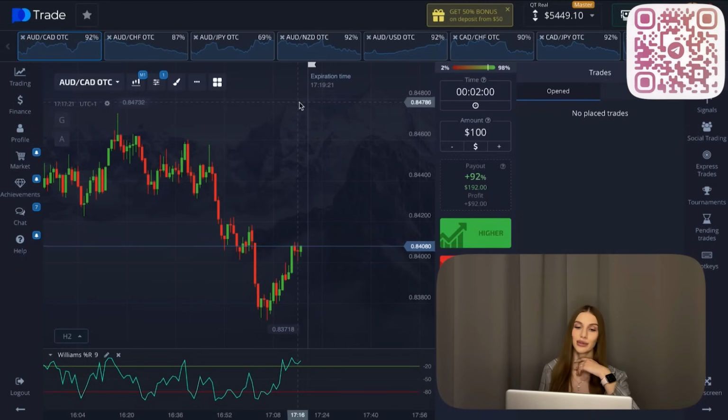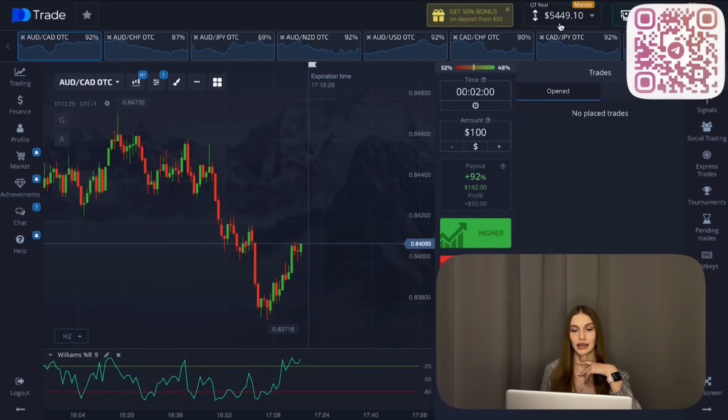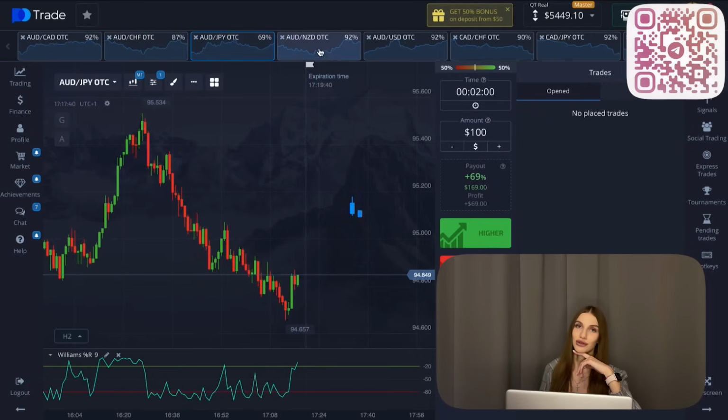Well, and my deposit at the beginning of the trading session is $5,449.10. Let's see what the result will be at the end. I'm starting a trading session, looking for a suitable opportunity to enter a position. Let's go.